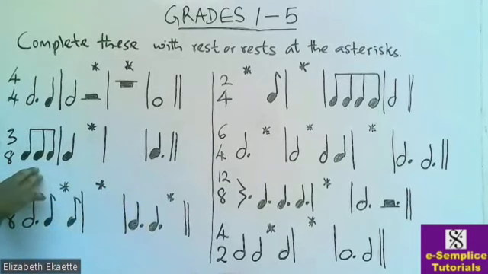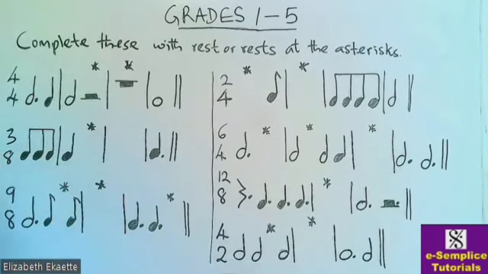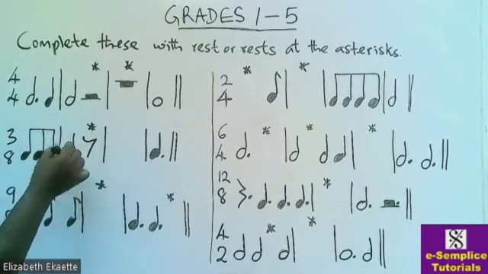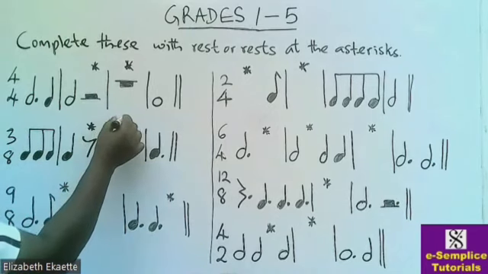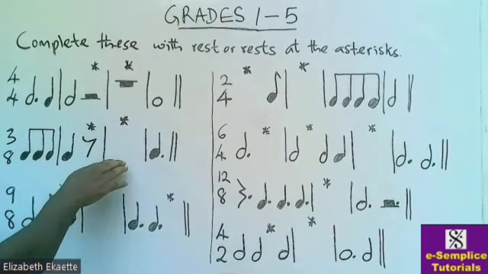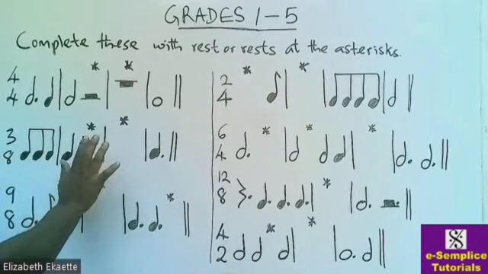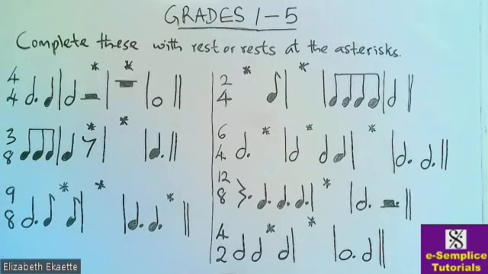We now come to 3/8 time. This bar is balanced, but this bar is not. So which rest do you think should be here? Quaver rest. Now, this is another silent bar, no notes. So which rest do you think should fill this particular bar?